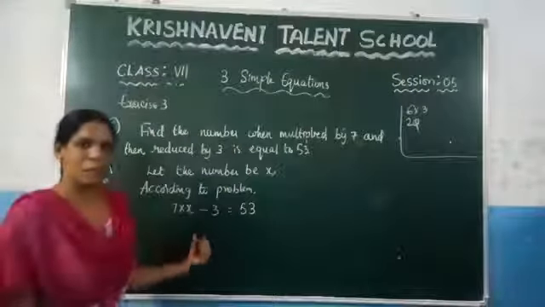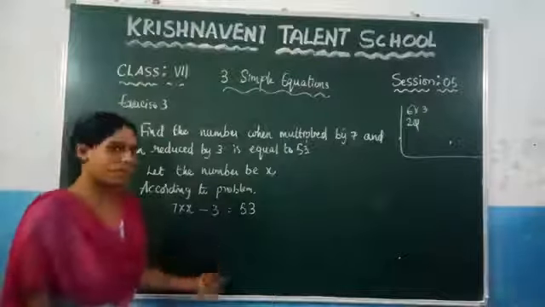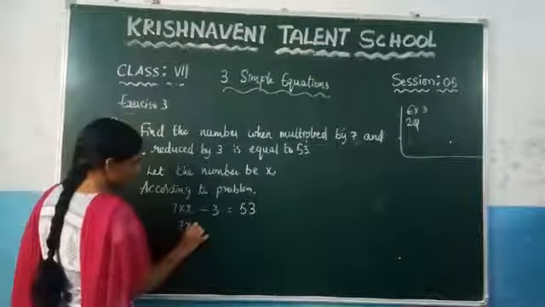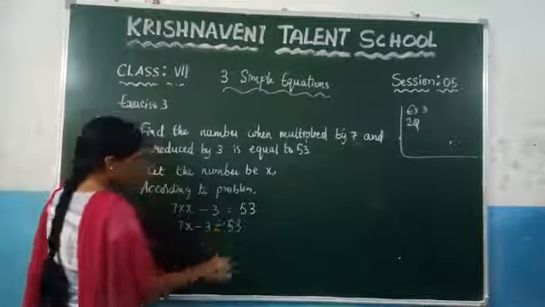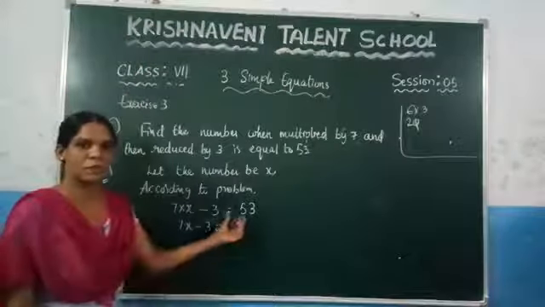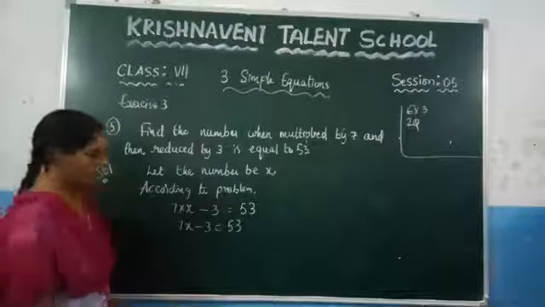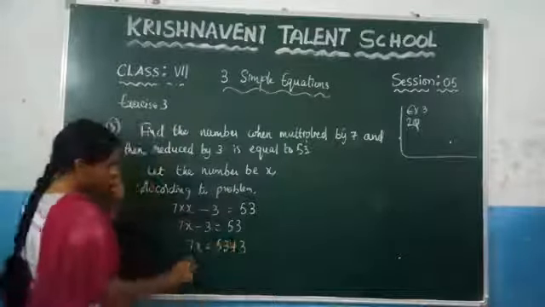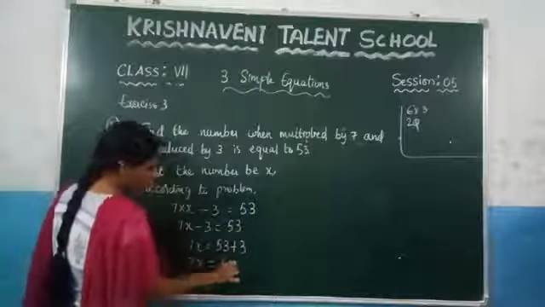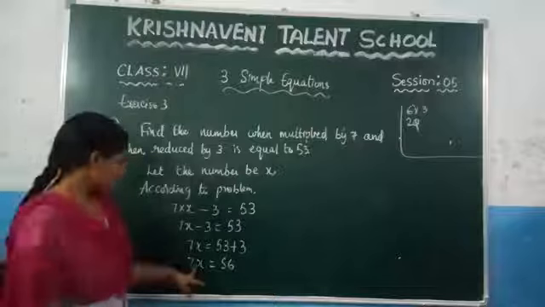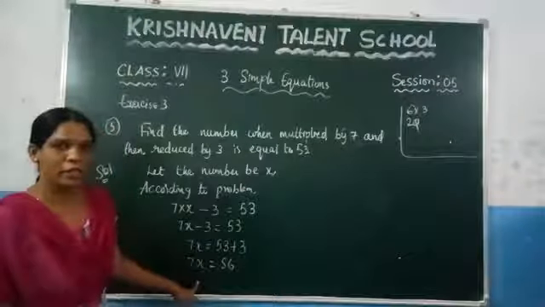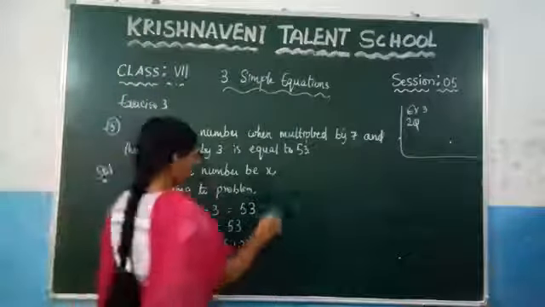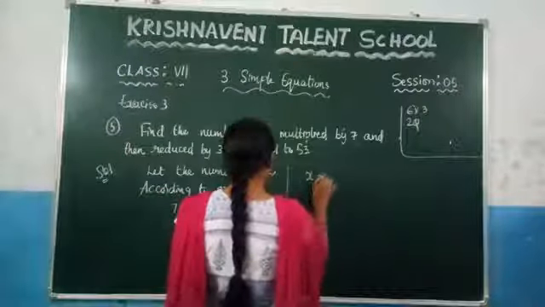Now, you need to find the number which, when multiplied by 7 and then reduced by 3, gives 53. The meaning of 7 into x is 7x, minus 3 is equal to 53. Now here minus 3 is there. If you take this minus 3 to the right hand side, what will it become? It will become plus 3. So write it here, 7x is equal to 53 plus 3. So you will get 7x is equal to 56. Right? So here we have 7 into x. If you take this multiplication to the right hand side, what will it become? It will become division. So write it here, x is equal to 56 by 7.